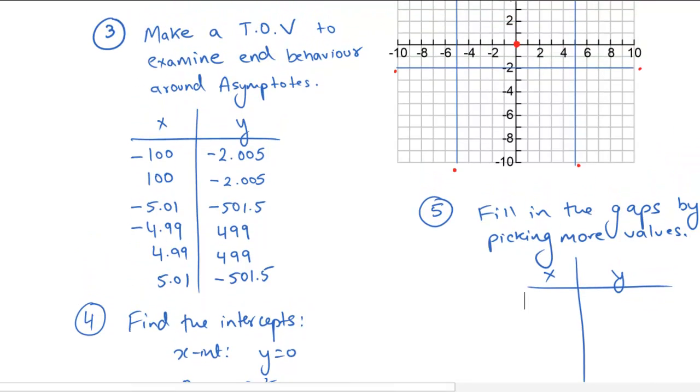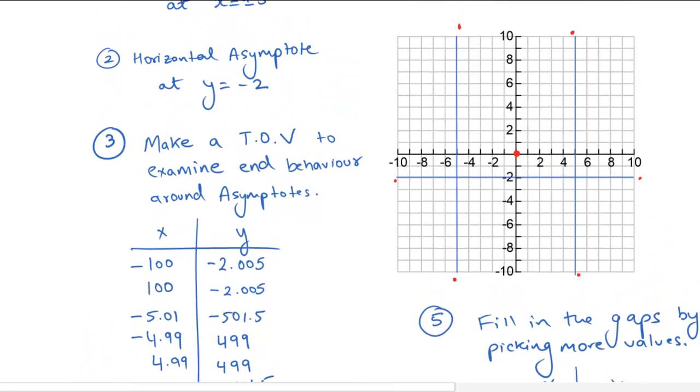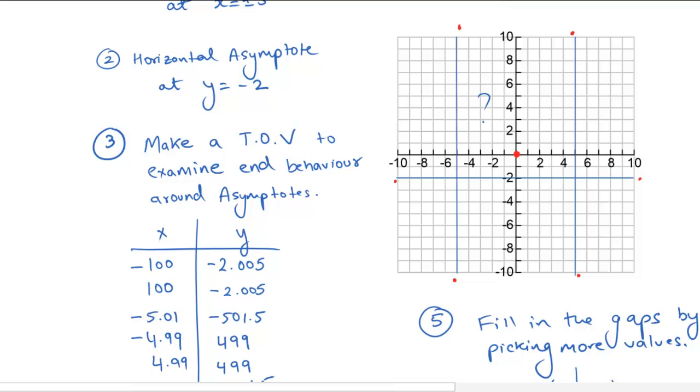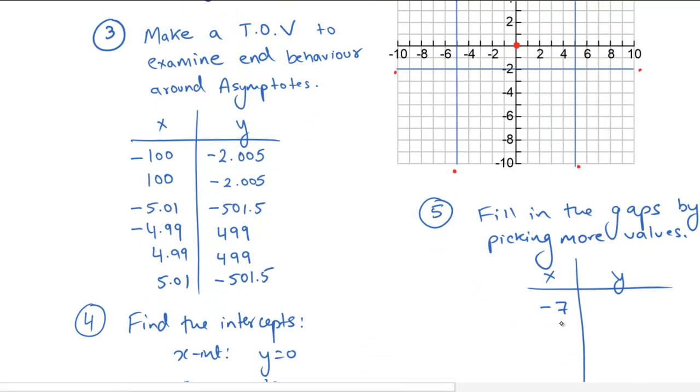Well, I need to know what's happening in this region over here. So in that particular region, I'll pick another point. I'll pick, say, x equals -7 and see what I get for that. Then I want to find out what's happening in the middle region there, so I can pick one value on each side. I can pick a value here, I can pick a value here. Let's say +3 and -3. So I'll pick that, -3, +3.